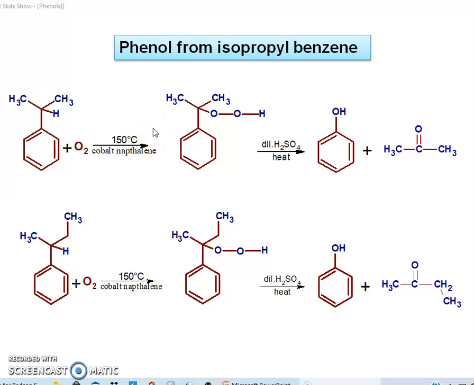And then after formation of cumene hydroperoxide, treat it with dilute H2SO4 on heating, it gets decomposed and forms phenol, and the byproduct is acetone. So by using this method we can prepare phenol as the product for industrial applications.